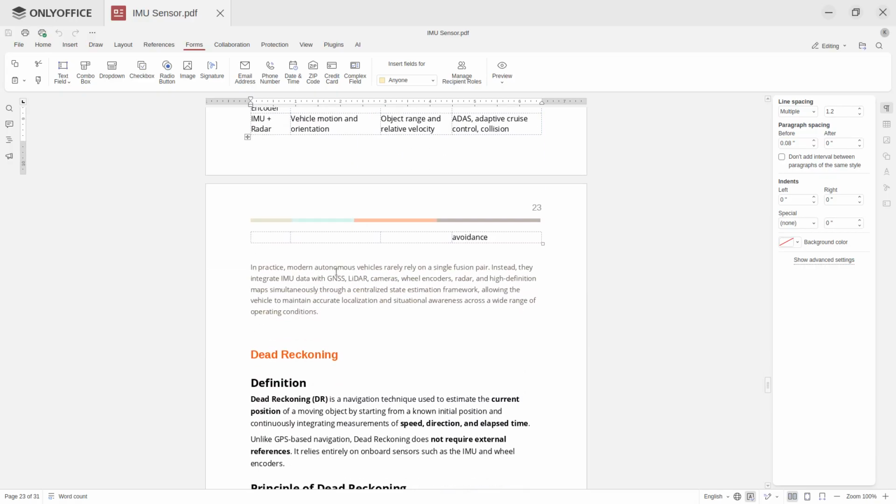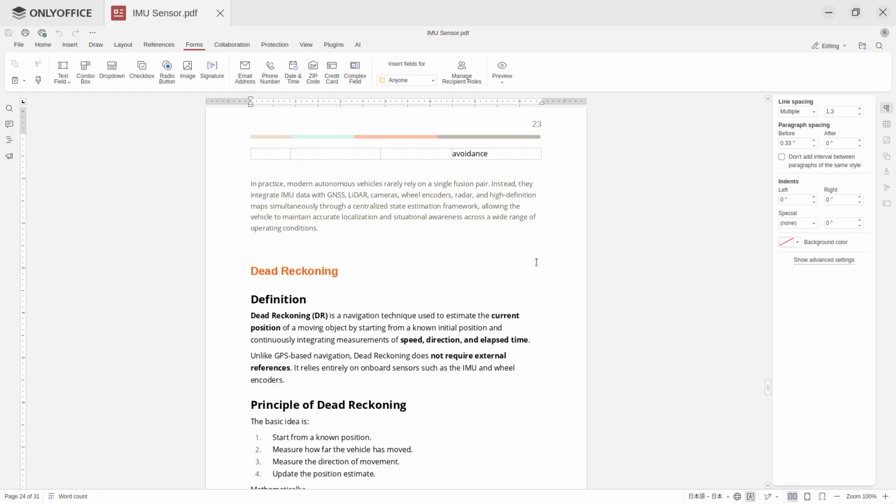In practice, modern autonomous vehicles rarely rely on a single fusion pair. Instead, they integrate data from GNSS, LiDAR, cameras, wheel encoders, radar and high definition maps simultaneously through a centralized state estimation framework, allowing the vehicle to maintain accurate localization and situational awareness across a wide range of operating conditions. This is a very important paragraph, right? So with this we have come to an end of sensor fusion.